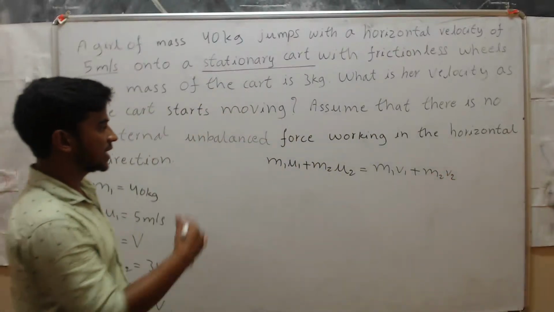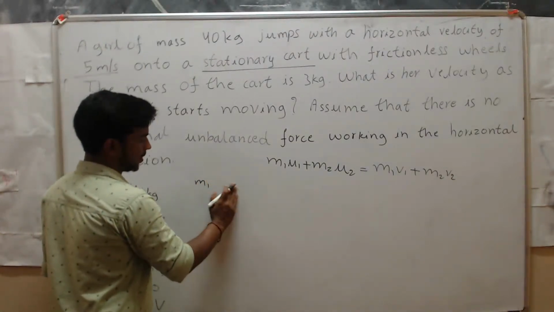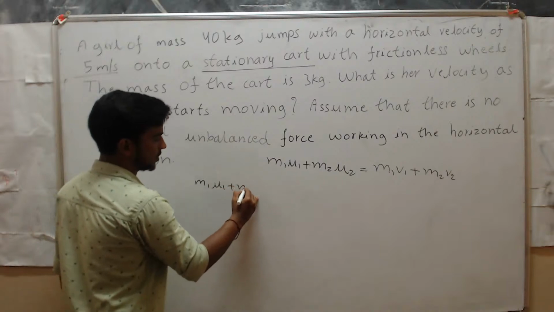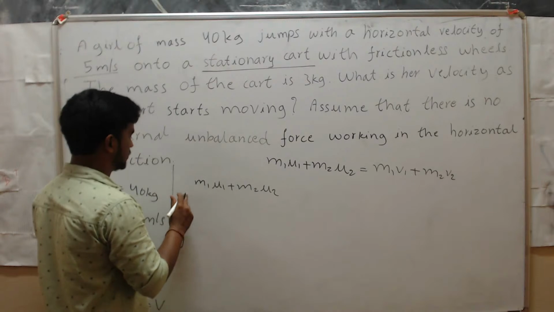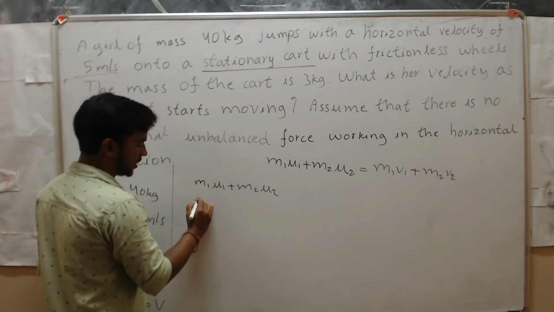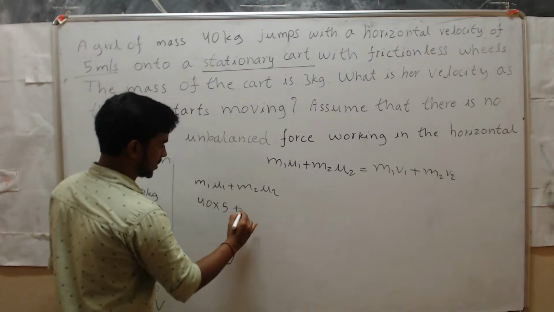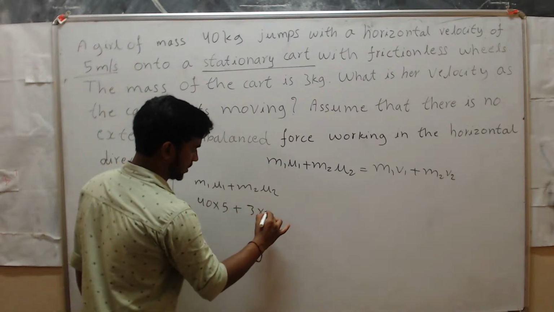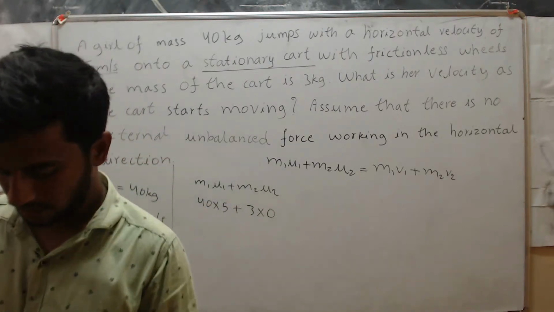So first we can calculate the initial momentum, that is m1 u1 plus m2 u2. What is m1? M1 is the mass of the girl, that is 40, into u1, which is 5, plus m2, which is 3 kg, and the initial velocity of that cart is 0. So tell me the answer quick.